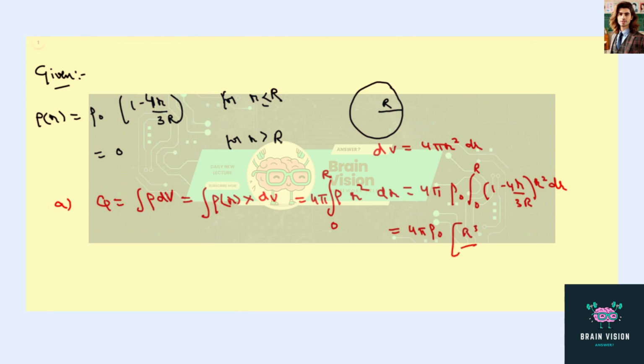Doing the integration, we have 4 pi rho naught times R cube over 3 minus 4 R cube over 3 times 4, and the 3 and 4 go away. This comes out to be 4 pi rho naught times R cube over 3 minus R cube over 3, which equals 0. So the total charge contained within this volume is 0, but it is distributed over the whole sphere. We have a minus sign, and this says something: some of it has negative charge and some has positive charge within this volume, but the total charge is 0. So that's your A part.